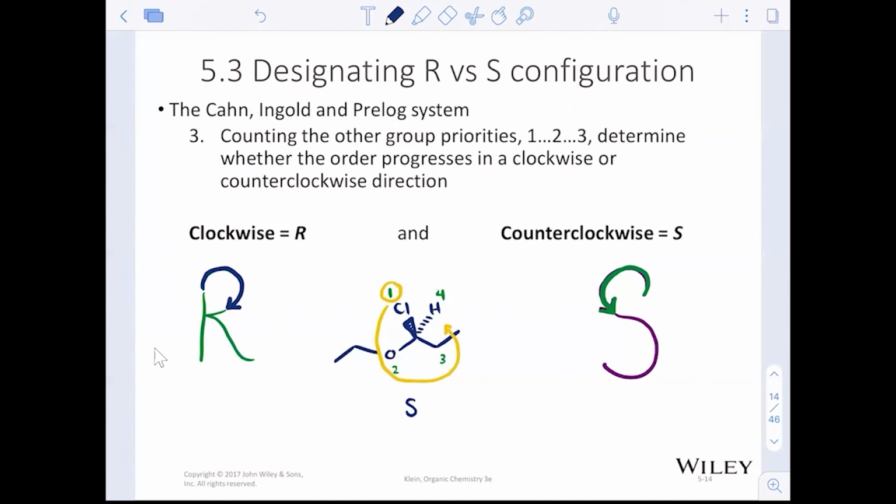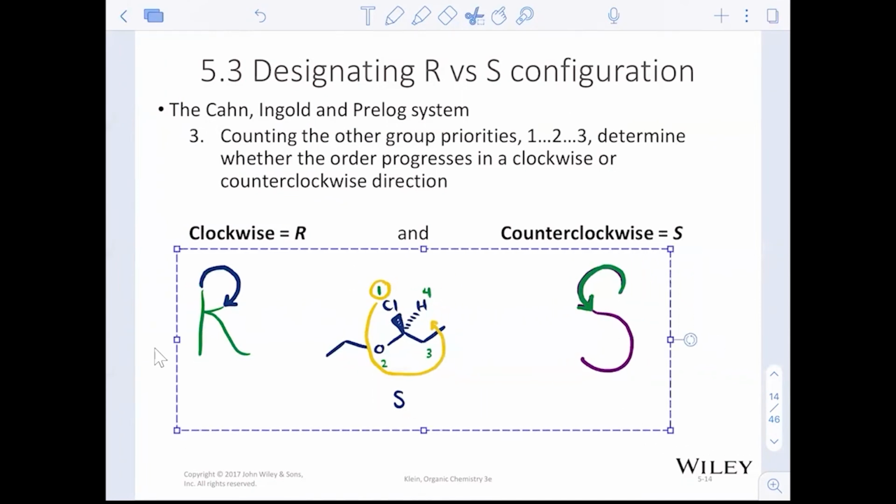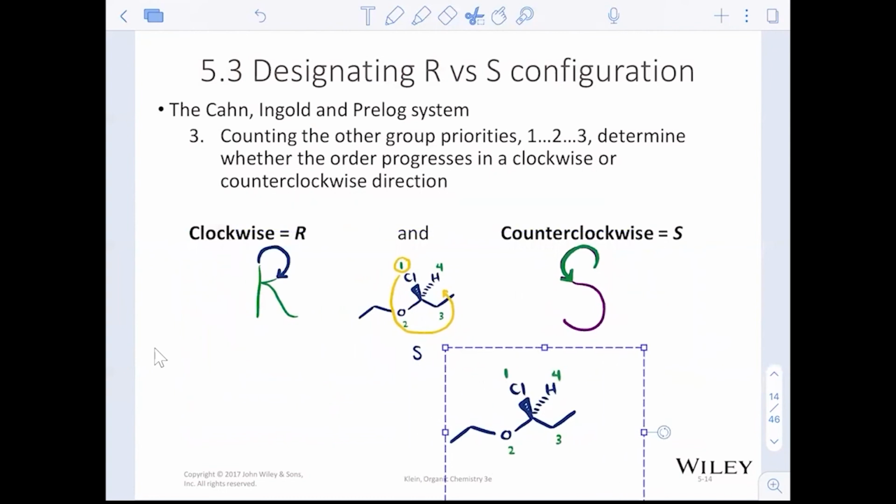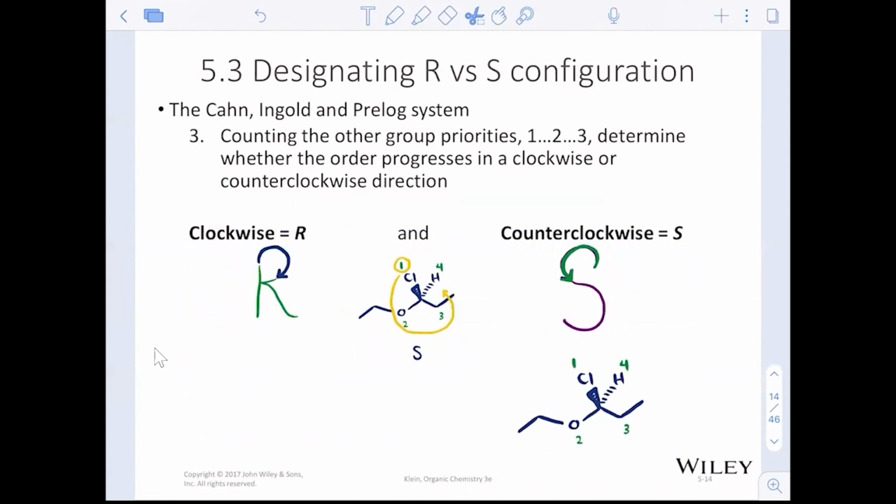So we can look at this guy and say, okay, there was the S. How can I draw the R? Well, I can draw the mirror image, or I can flip 2 groups. Let's do that one. H flips with Cl. Flipping any 2 groups works.